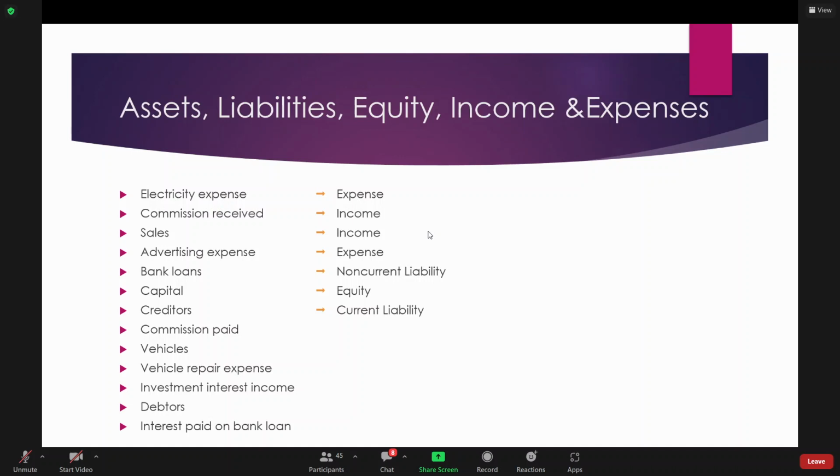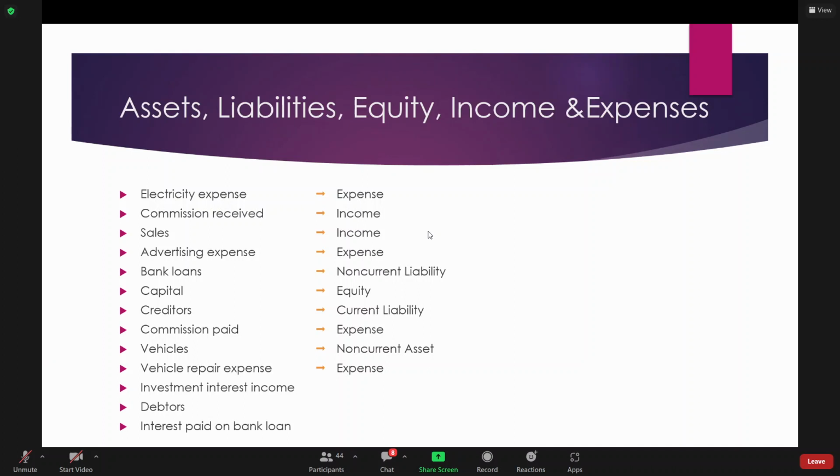Commission paid. Commission fee paid. Expenses. Vehicles. Assets. Long-term asset or a short-term asset, a current asset or a non-current asset? Non-current assets. Vehicle repair expenses. Expenses. Now, vehicle is an asset, so repair expense is an expense. Motor vehicle is an asset, but vehicle repair expenses are an expense.